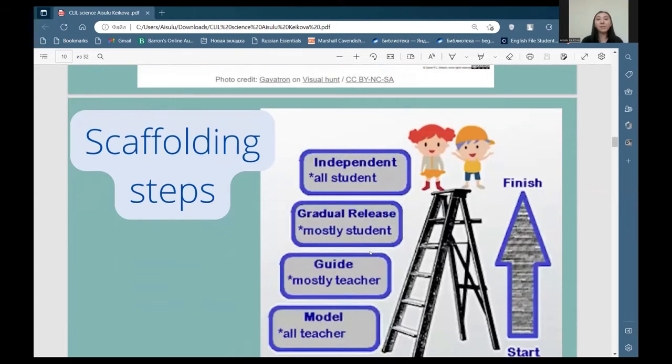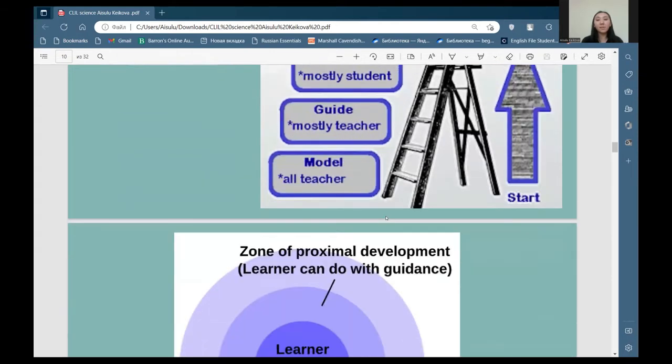So the scaffolding steps are modeling, guiding, gradual release, and independent students, when they can do everything by themselves. Let's look at some examples.